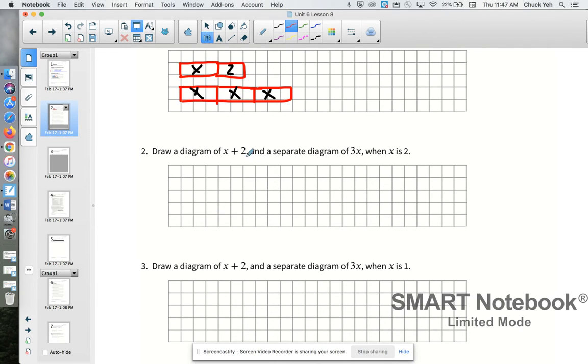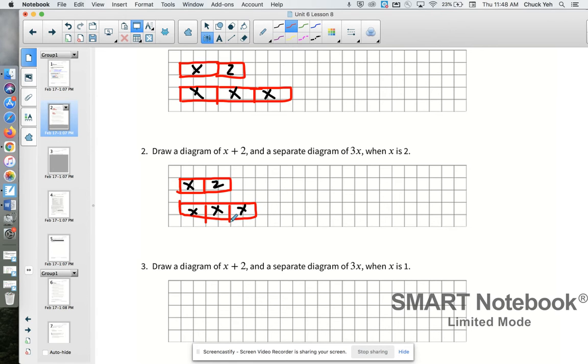All right. X plus 2, a separate diagram of 3x. So this would be x because x equals 2, and then this is 2. And then for the other one, 3 of them, huh? How'd you do? Pretty good? Okay, if you have a question, let me know.